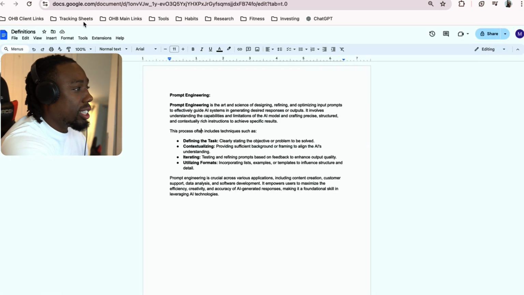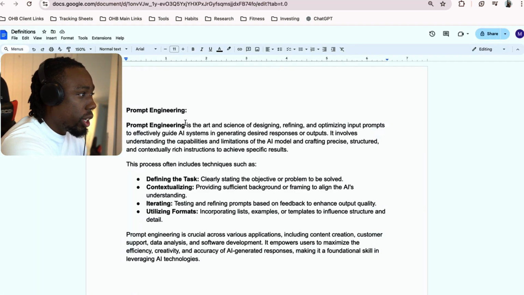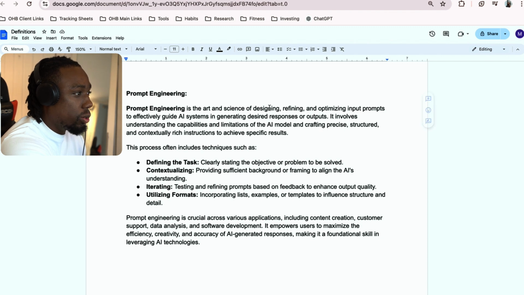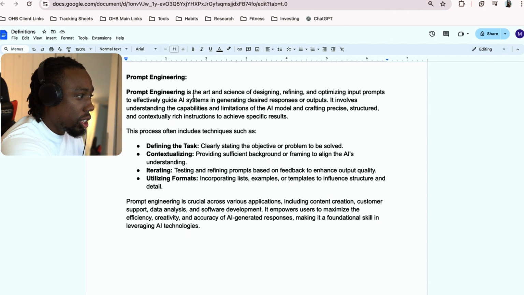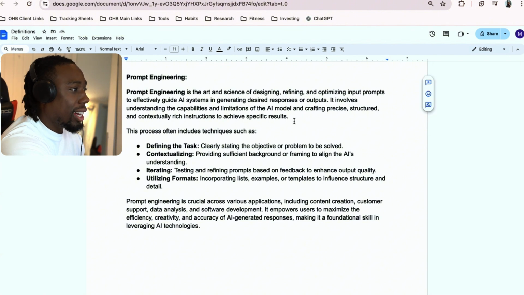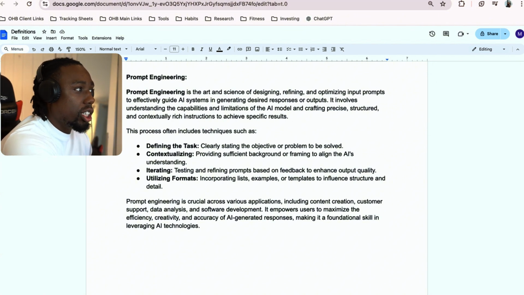So firstly, let's get into this definition of what prompt engineering is. Let's zoom in really quickly. It's the art and science of designing, refining, and optimizing input prompts to effectively guide AI systems in generating blah, blah, blah. Like I said, all it is is teaching AI what to do, telling AI what to do.